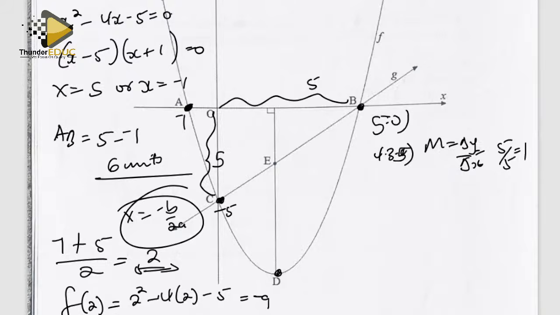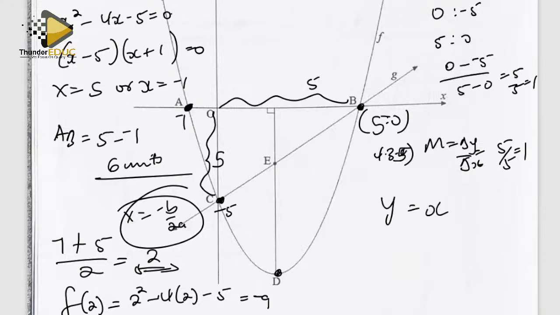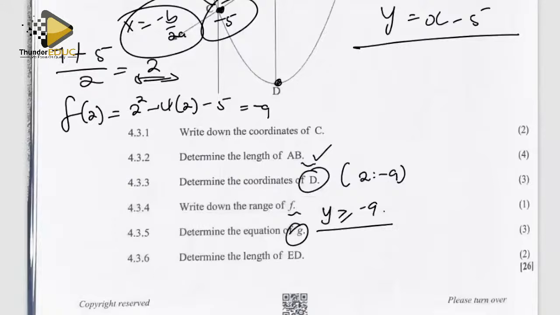Alternatively, use your equation. Because we have (0, -5), we have (5, 0). So it's going to be 0 minus 5 over 5 minus 0, which is 5 over 5, which is 1. So meaning that the equation is just y equals x, and the y-intercept is -5. Okay, so that is the equation that the question wanted.